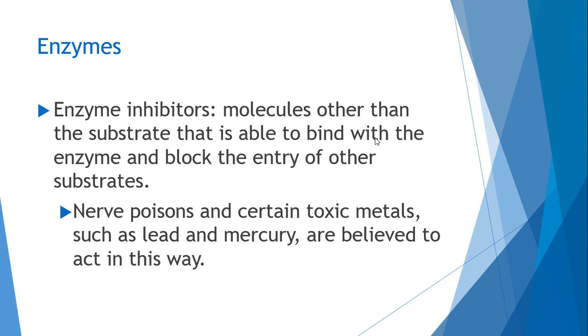Last but not least, we're going to talk about something called enzyme inhibitors. These are molecules other than the substrate that are able to bind with the enzyme and block the entry of other substrates. Good examples of these are things like nerve poisons or certain toxic metals such as lead and mercury, which are believed to act this way.